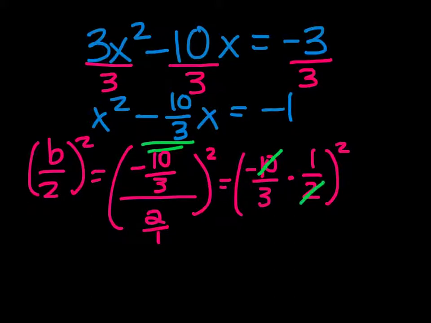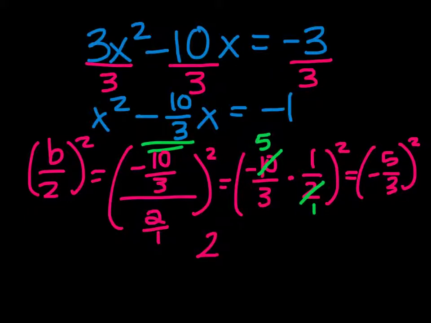We can simplify the 10 and the 2, and we can say 5 over 1 instead. So let's now multiply straight across, and we get negative 5 over 3 squared. That ends up being 25 over 9, and it's positive because a negative times a negative is going to get us a positive. So that's what we're going to be adding to both sides of our equation.